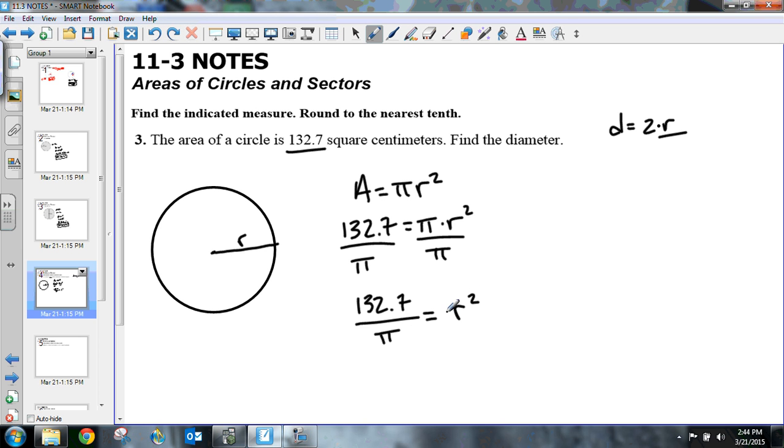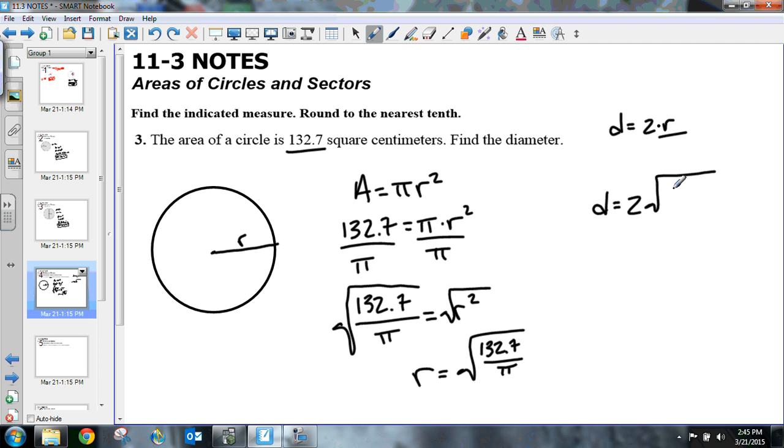If I'm going to solve for r, I'm going to take the square root of both sides to just get 1r instead of r squared. So I get that r is equal to the square root of this whole thing, 132.7 divided by pi. Now my diameter is 2 times my radius. So if I wanted to calculate my diameter, I would just take 2 times the square root of 132.7 and divide that by pi. Okay, and this is what you'd want to plug into your calculator.